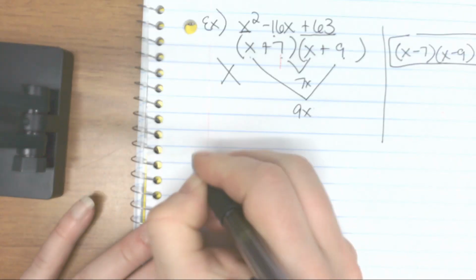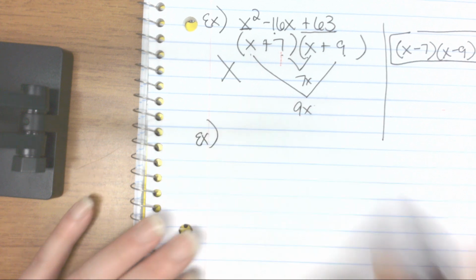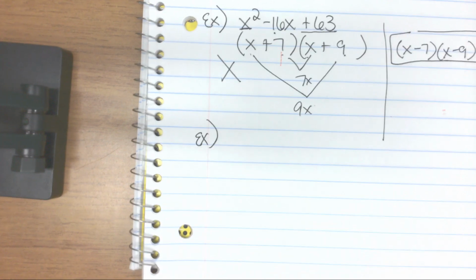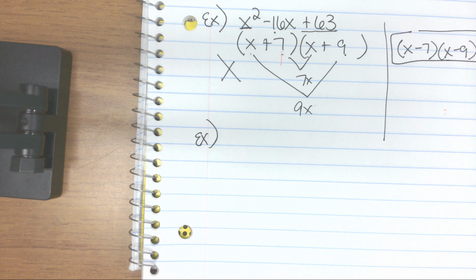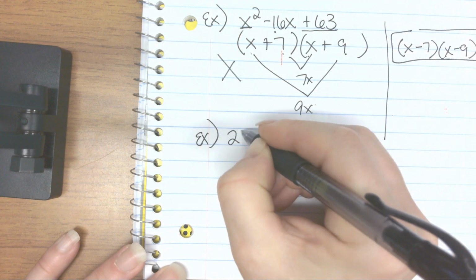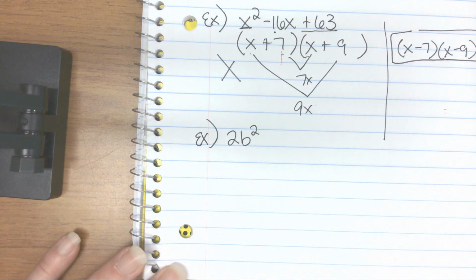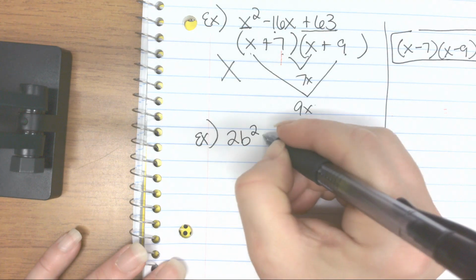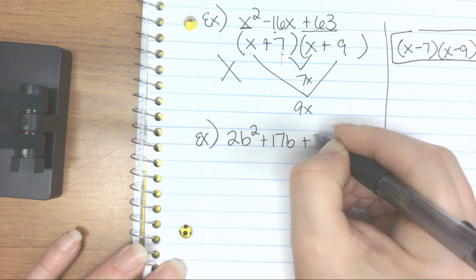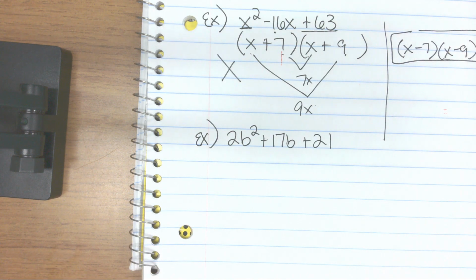What if I give you something and it has a number in front? So 2b squared plus 17b plus 21. Okay, now I am going to give you choices. Do you remember box method? Or not remember, do you remember seeing box method before? Some of you do. Oh, good.